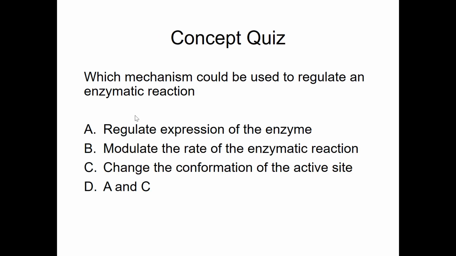So let's take a second to check your understanding. Which mechanism could be used to regulate an enzymatic reaction? So what we've talked about so far is we can regulate the expression of the enzyme. That was an example we gave of the phosphotransferase system. Or we can change the conformation of the active site via allosteric regulation. So the correct answer should be D, or A and C.